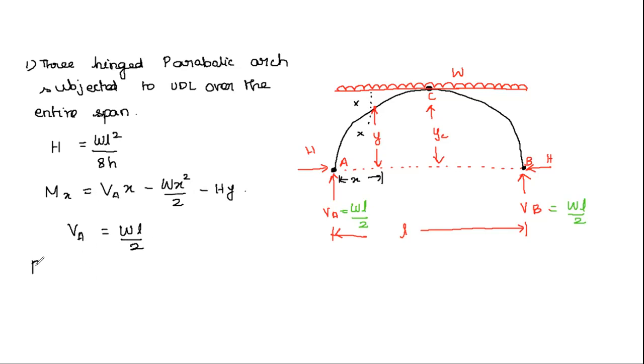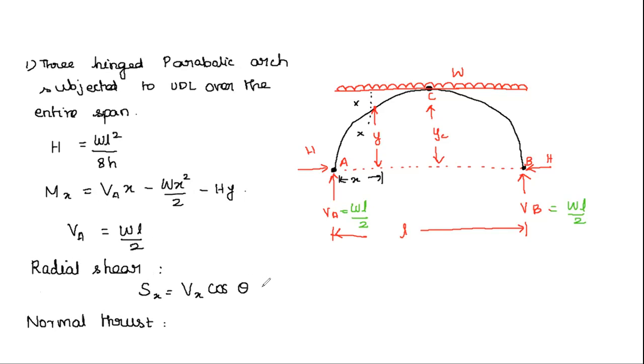Apart from this, we have some points to remember, that is radial shear and normal thrust. So what is the formula for radial shear? S about point X is equal to Vx cos theta minus H sin theta. Similarly, for normal thrust, Nx is equal to Vx sin theta plus H cos theta.